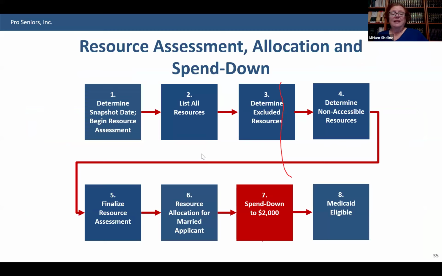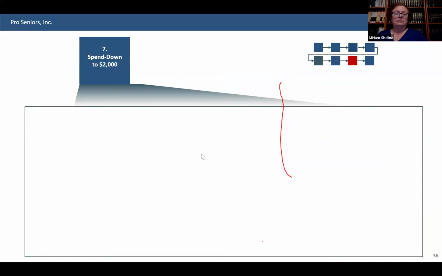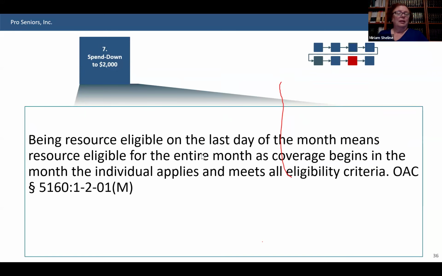All right, so that's our allocation. The next step is going to be to spend down. So how do we spend down our resources? Being resource eligible on the last day of the month means you're eligible for the entire month.